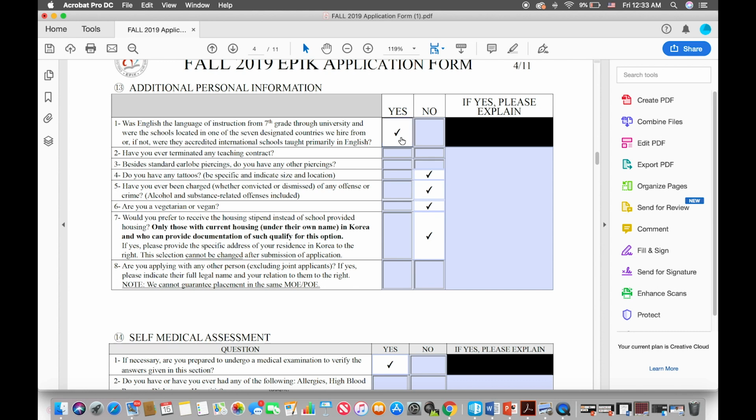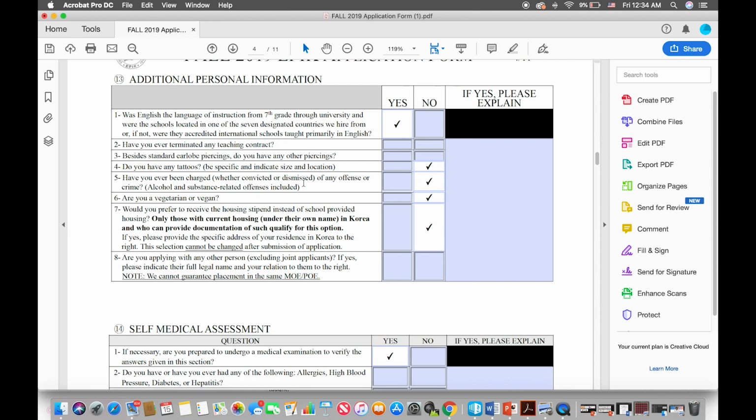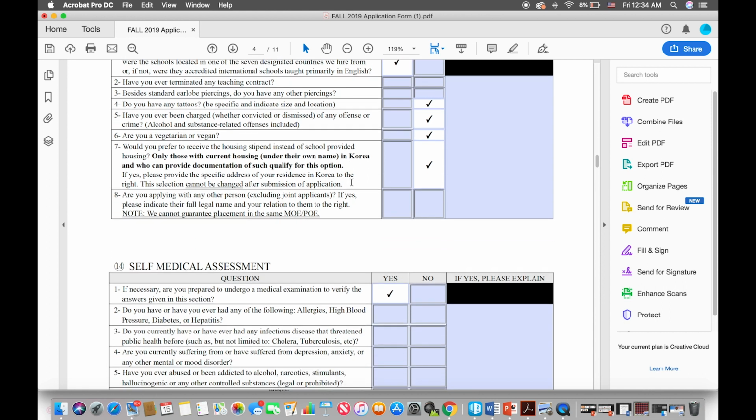This is mostly for South Africans, and this is where you need to click yes if you've been in an English school. Other than that, you click on if you have any piercings, tattoos. If you have tattoos, it's really not a big deal because you just have to tell them how you plan on covering your tattoos, or where your tattoos are. If you're vegan, if you've been convicted, then you will need to say yes or no because you still have to do your criminal record check anyway.